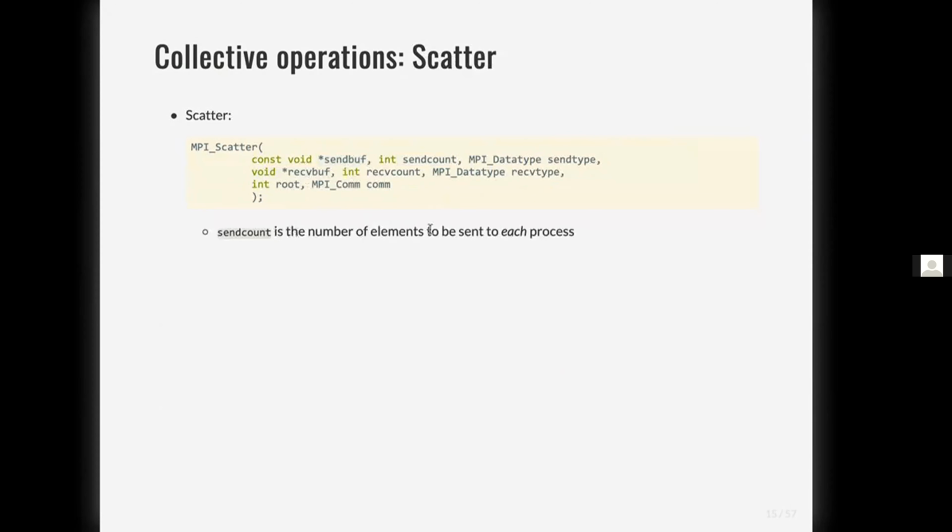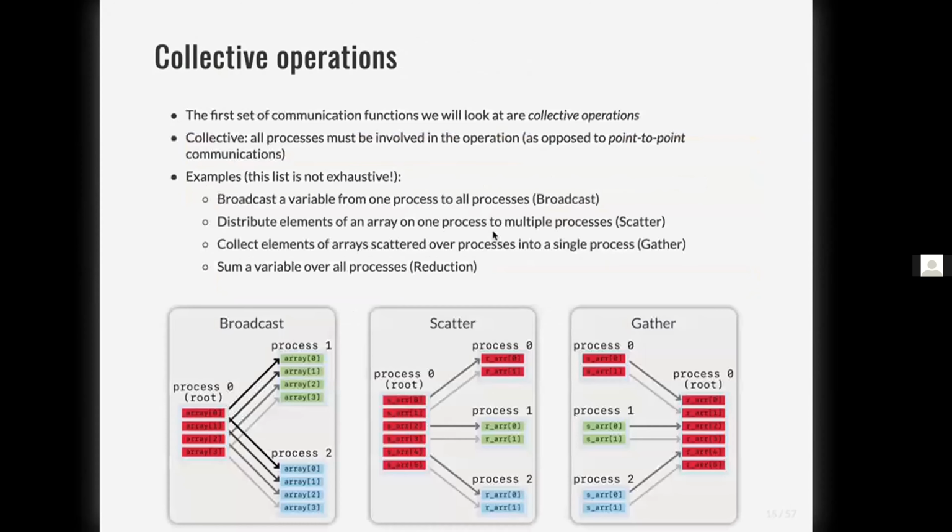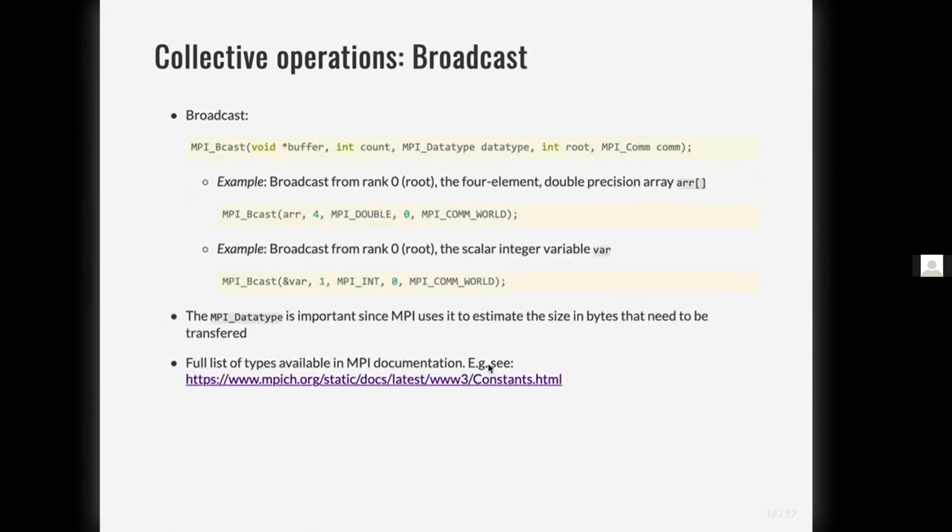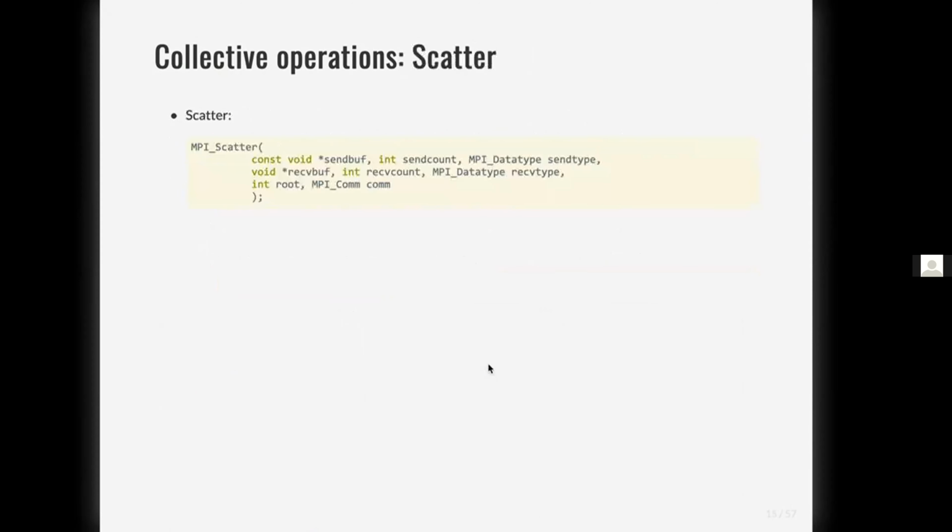So from where should this send buffer be read, and the communicator. So send count is the number of elements to be sent to each process, okay? So in this specific example that I had back here, send count in this case would be 2, and receive count would be 2, okay? So it's the number of elements to be sent to each process. It's just the convention. And then the send buffer, right? So what is to be sent is only relevant in the root process. It doesn't matter if other processes have anything here, it won't be used.